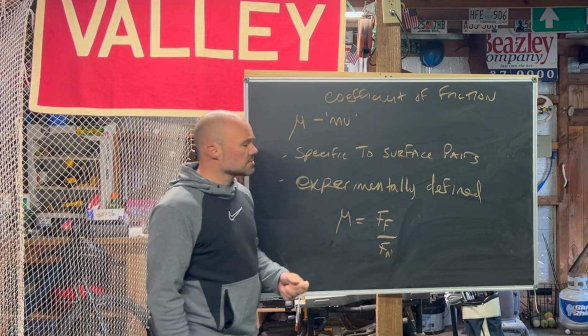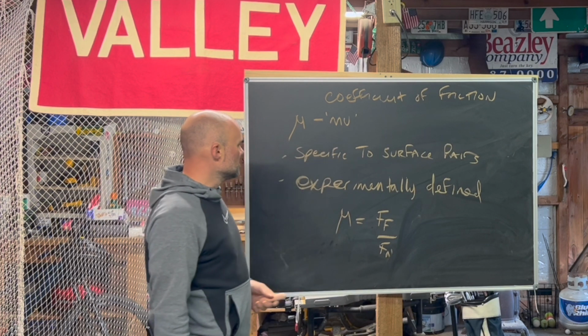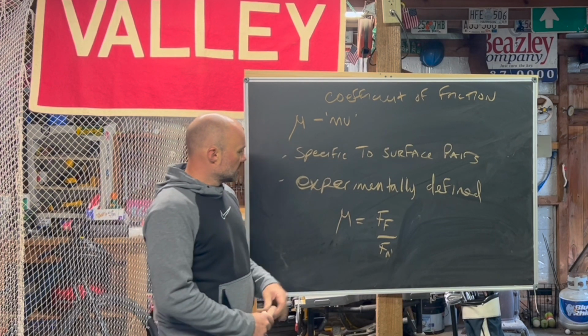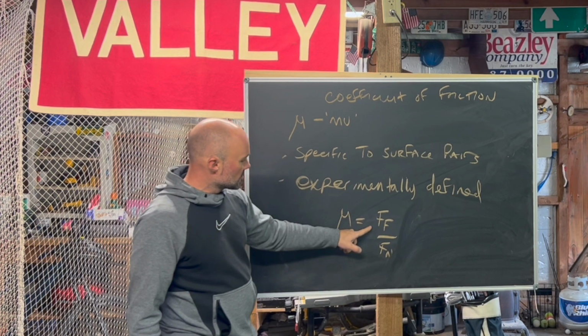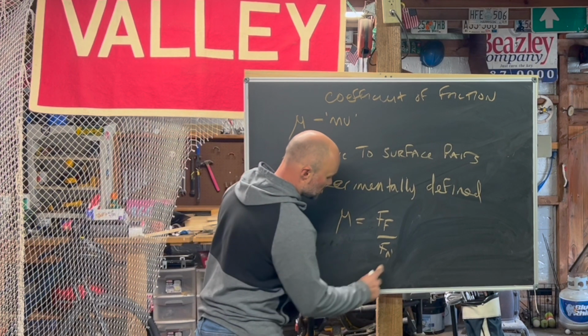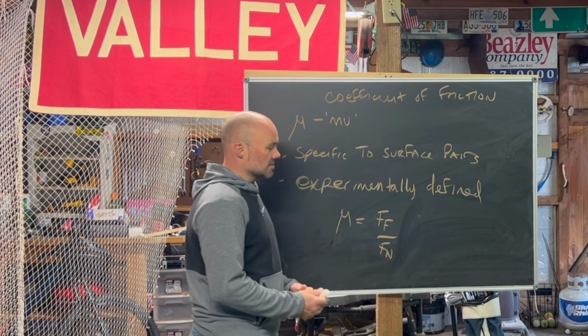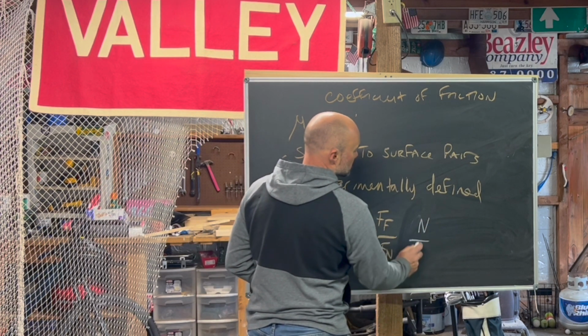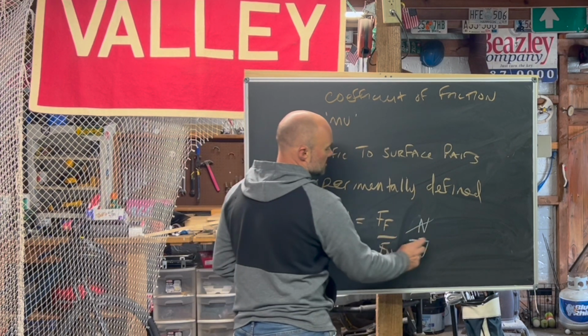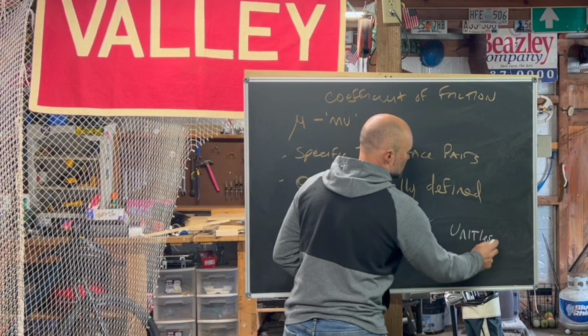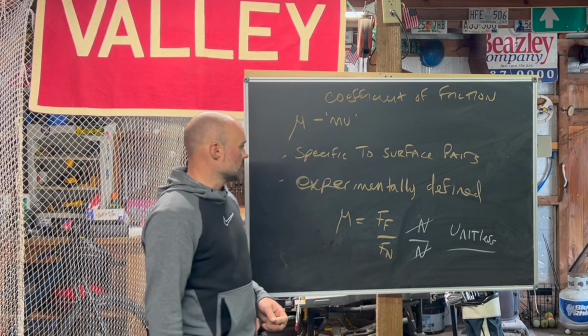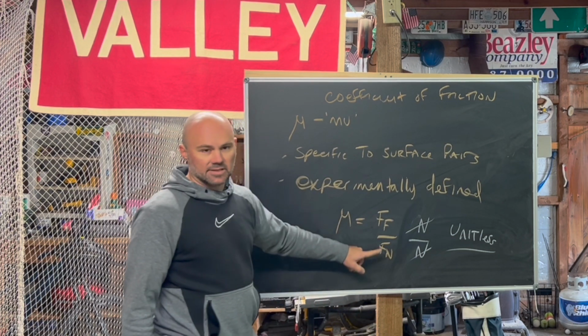The symbol for coefficient of friction is the Greek letter mu, and we calculate the coefficient of friction by taking this ratio here. It is the force of friction over the normal force. Obviously, both of these are measured in newtons, and so they both cancel, and therefore the coefficient of friction is unitless. It is, again, just a ratio between the force of friction and the normal force.